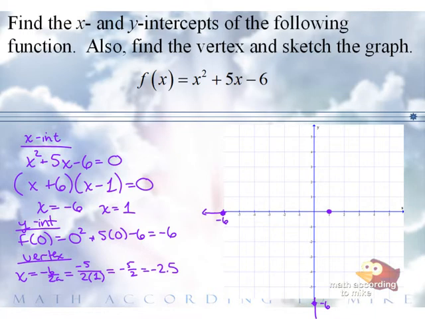So if you would, please put -2.5 back into your function. Well, I got -12.25. Yeah. Which, based on the graph, totally won't fit. Oh well. So your vertex in ordered pair would be -2.5, -12.25.